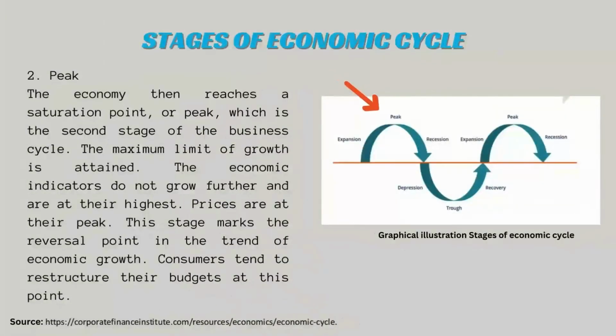Second stage is peak. The economy then reaches a saturation point, or peak, which is the second stage of the business cycle. The maximum limit of growth is attained. The economic indicators do not grow further and are at their highest. Prices are at their peak. This stage marks the reversal point in the trend of economic growth. Consumers tend to restructure their budgets at this point.